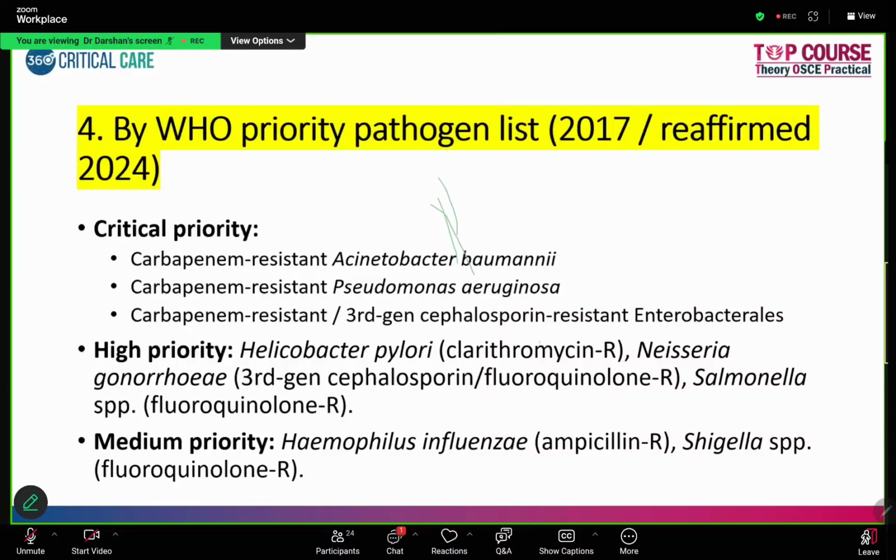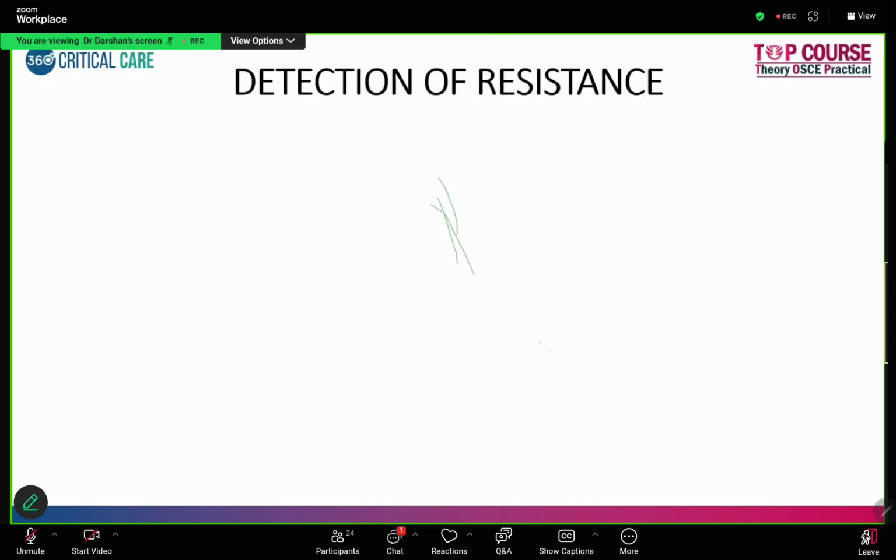So other groups, if you remember high priority, medium priority, need not remember, but just remember CRAB, Pseudomonas, and CREs. They usually fall under the high priority or critical priority list of the WHO classification. So this is the way we classify MDR GNBs.